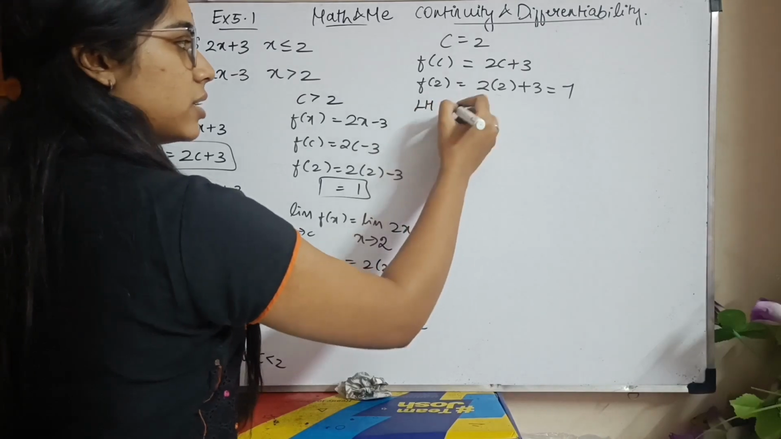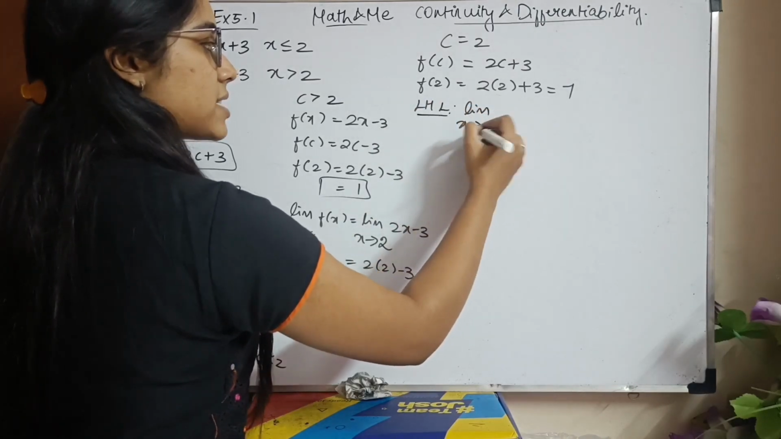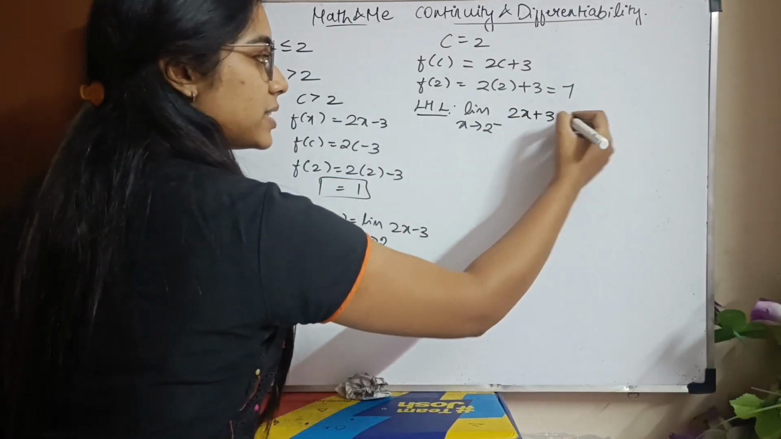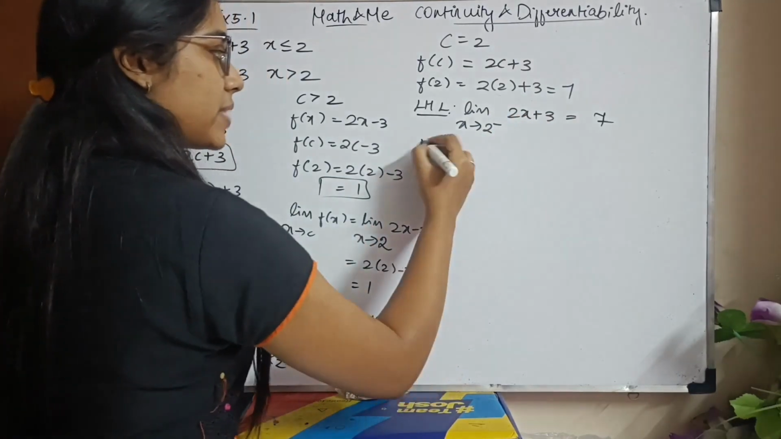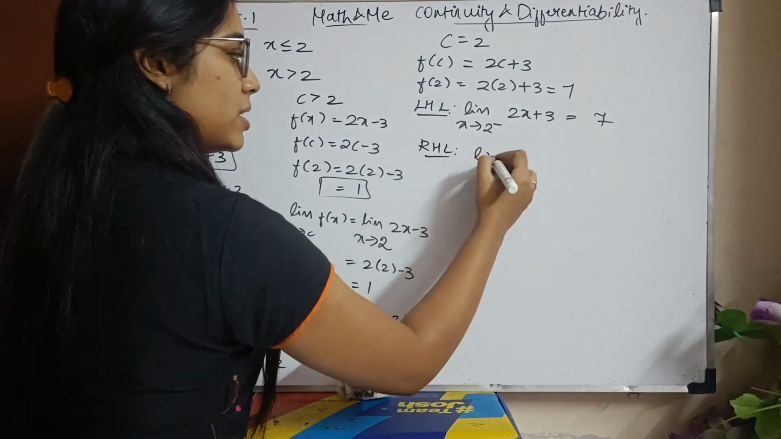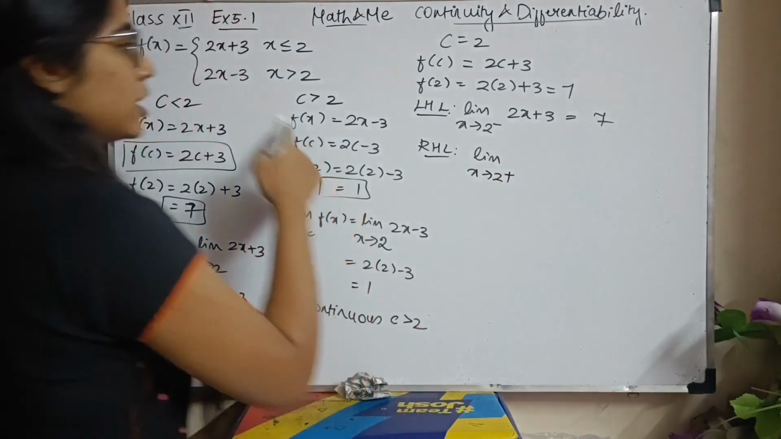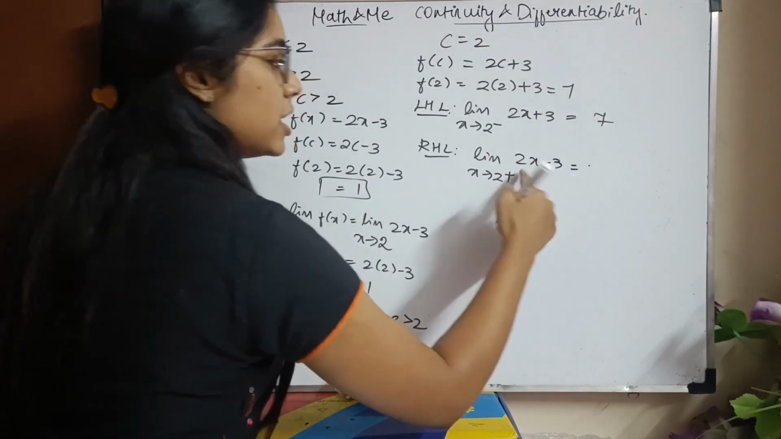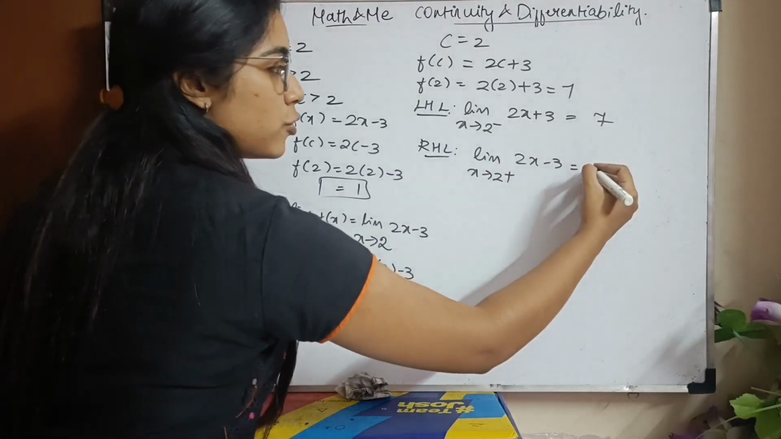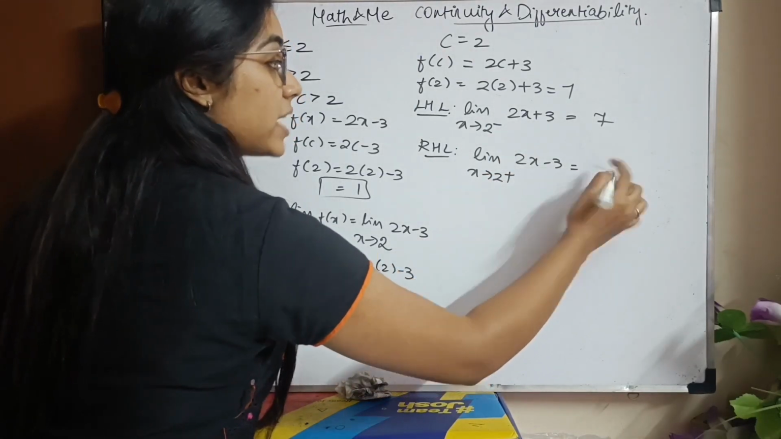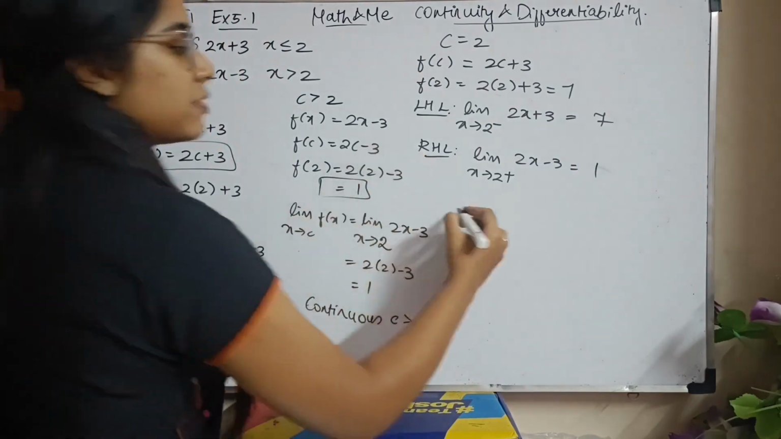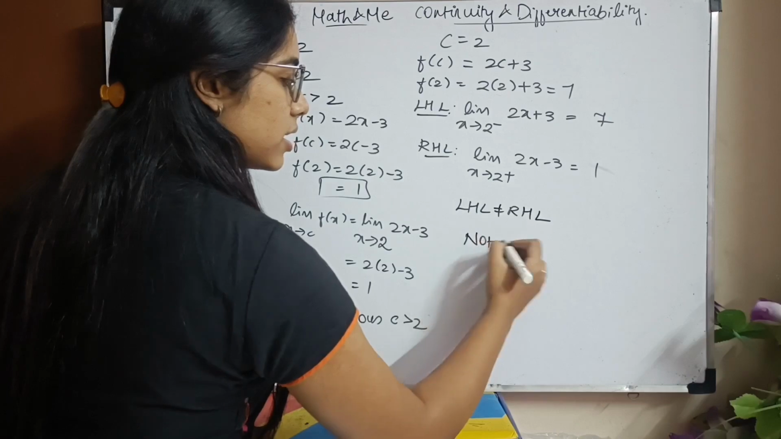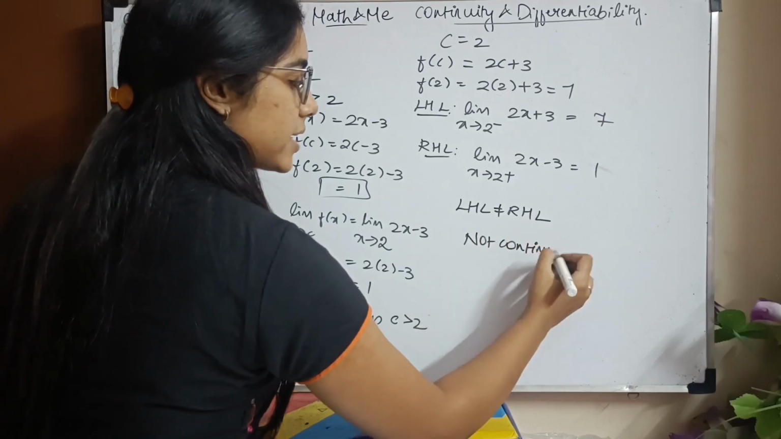Now the left hand limit. Left hand limit x tends to 2 minus, it is 2x plus 3. When I substitute the value, I'll have 7. Right hand limit x tends to 2 plus, the value is going to be 2x minus 3, which is going to be 2 times 2, 4 minus 3, which is 1. So, I see that left hand limit is not equal to the right hand limit. So, not continuous at x is equal to 2.